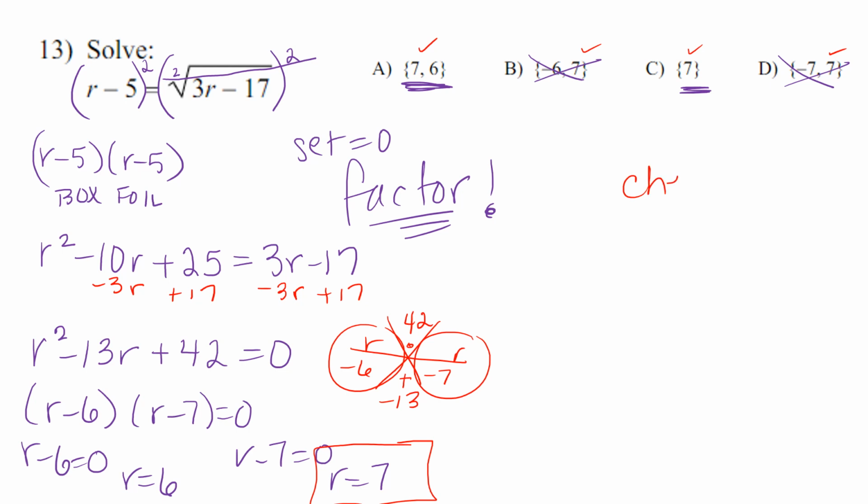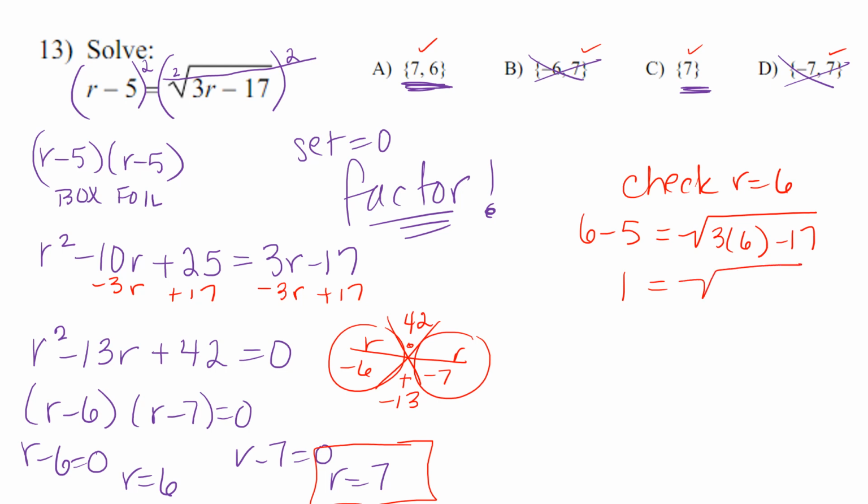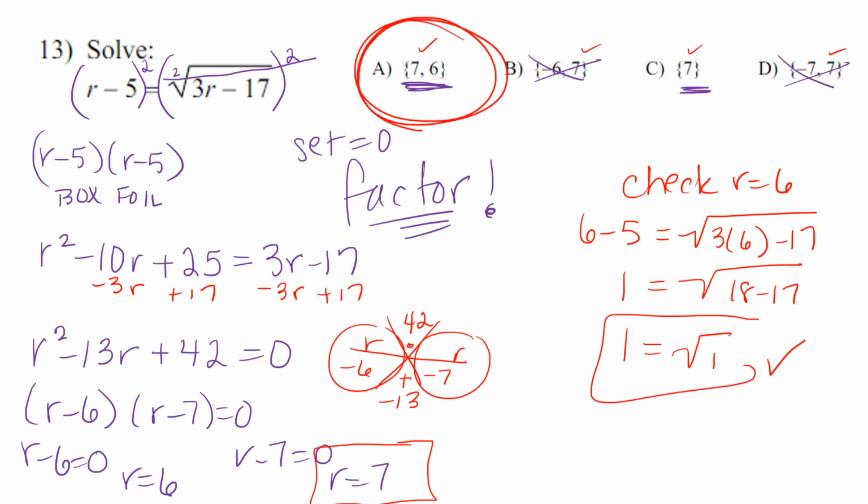So let's check r equaling 6. So 6 minus 5, does that equal the square root of 3 times 6 minus 17? 6 minus 5 is 1. Does that equal the square root of 6 times 3 is 18 minus 17? Does 1 equal the square root of 1? Yes, it sure does. Boom. So that means our answer choice has to be A.